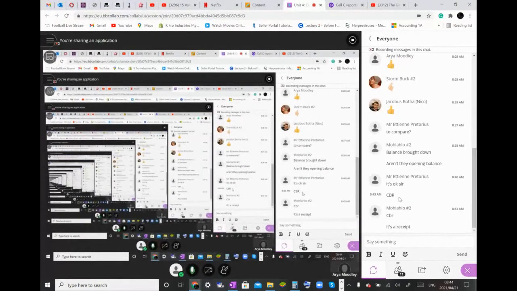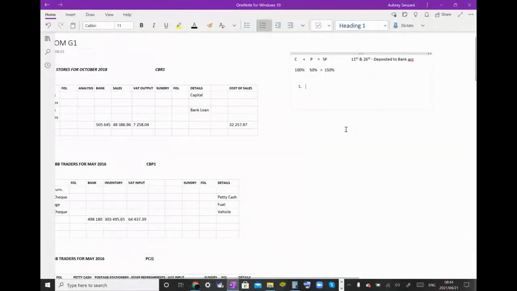All right, yes, 100% Etienne, 100%. Mohalo. All right. This is the cash receipts journal or the cash book receipts. All right, so I want you to write on your piece of paper CRJ, okay, or CBR, okay, right. Then we go to the 5th, okay.